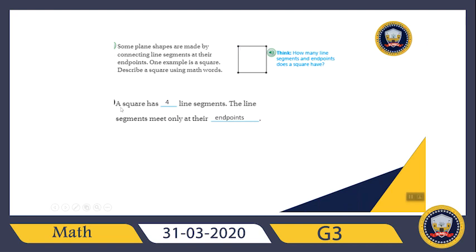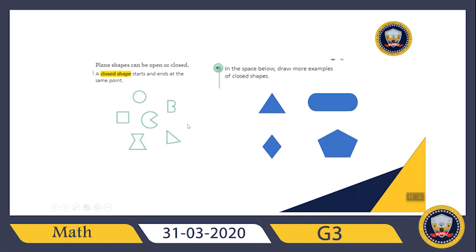So it says a square has 4 line segments, 1, 2, 3, and 4 line segments. The line segments meet only at their, where do they meet each other? At their endpoints. This is not a ray. It goes, and here we have an endpoint. Again, this line meets this endpoint, so they have endpoints, and the line segments meet only at their endpoints.